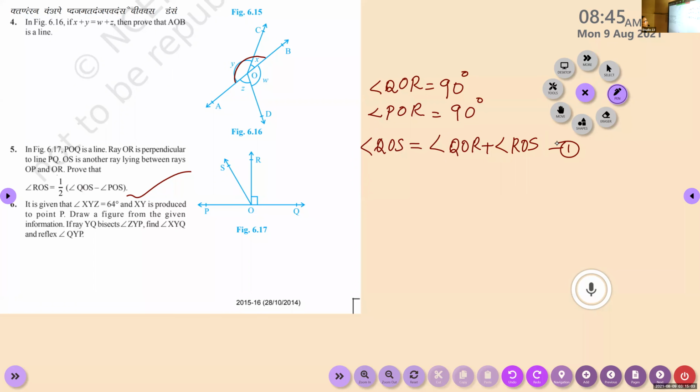QOS is QOR plus ROS. Similarly, angle POS. How can we express POS? POS can be written as POR plus SOR. POR plus SOR. Is it POS? ROS. POR plus ROS. POS?